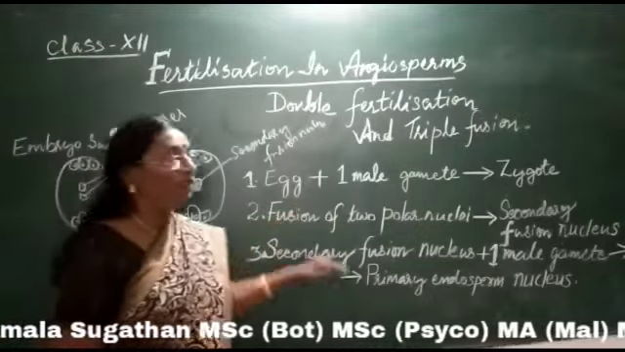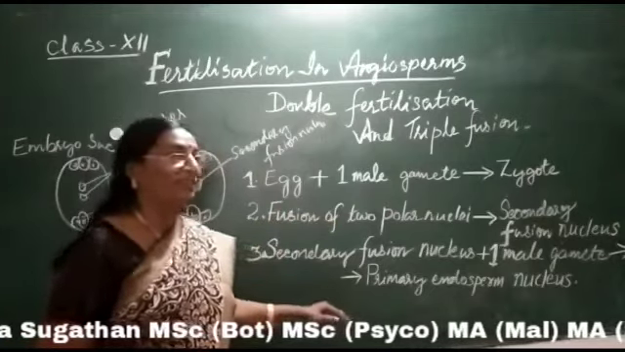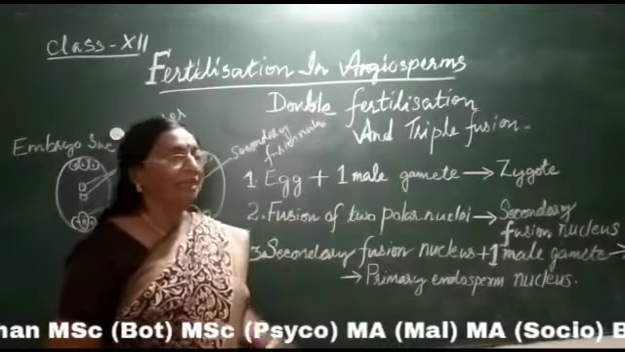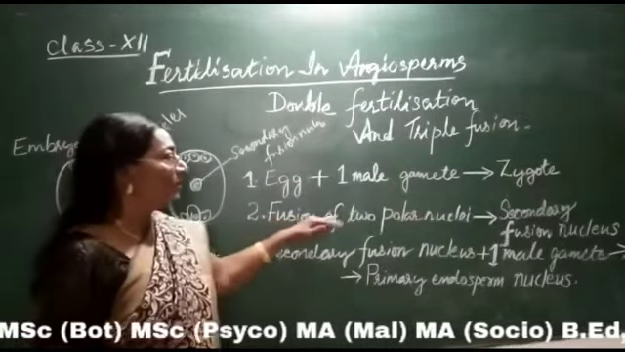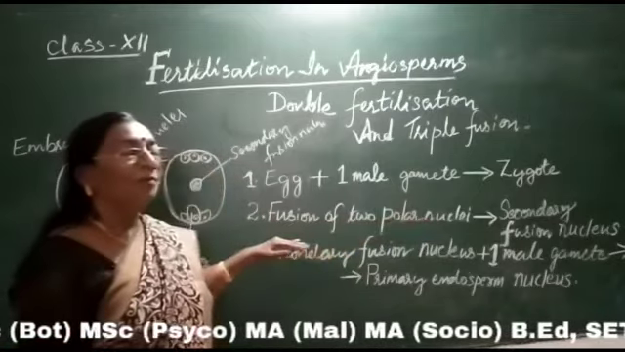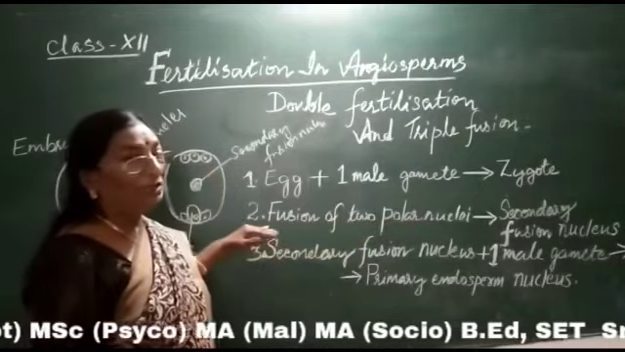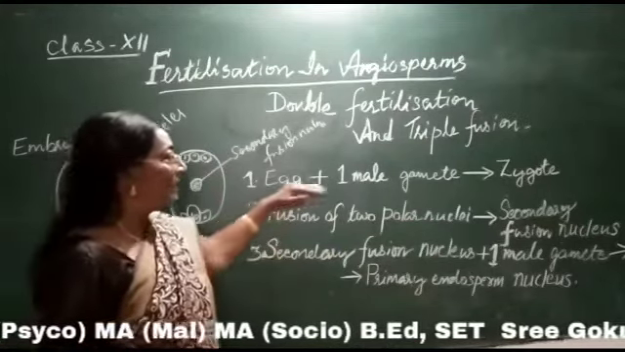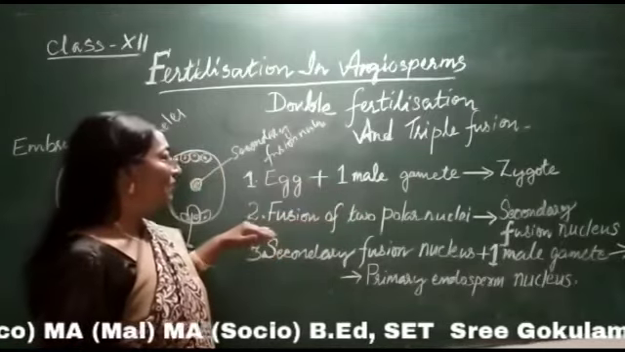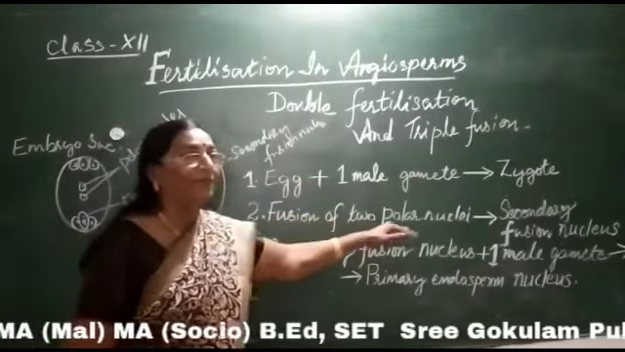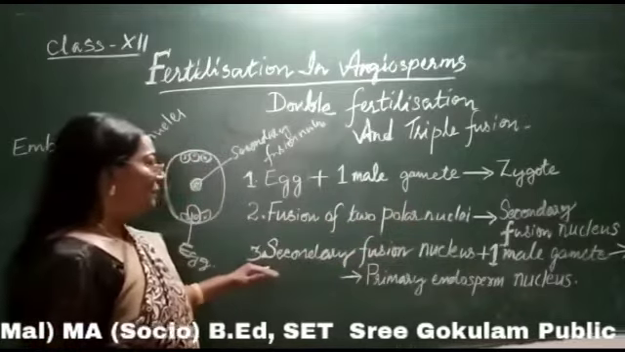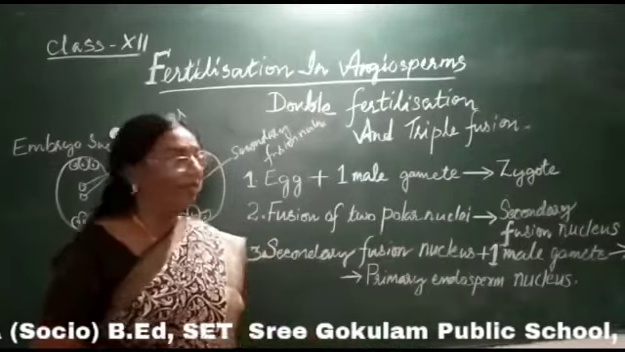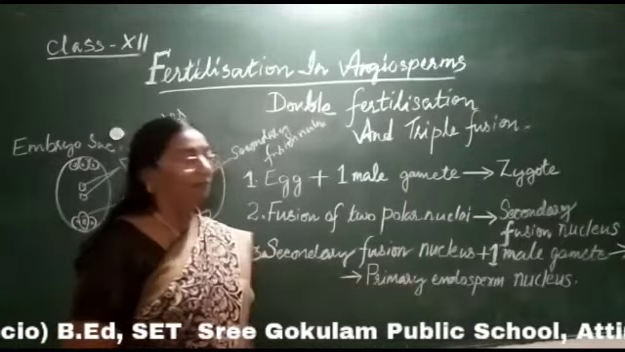Since there are two gametic fusions, it is called double fertilization. The first is the fusion of the egg with the male gamete, resulting in the zygote. The second is the fusion of the secondary fusion nucleus with the male gamete. There are two gametic fusions and three successive nuclear fusions: first, egg and male gamete 1; second, the fusion of two polar nuclei resulting in the secondary fusion nucleus; and third, the secondary fusion nucleus plus the second male gamete resulting in the primary endosperm nucleus.